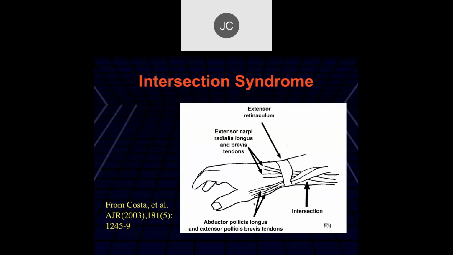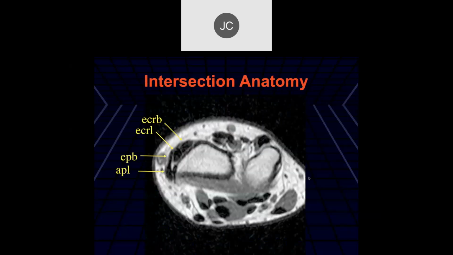One pathology that occurs here is called intersection syndrome, of which there are actually 2. The most common one is proximal intersection, and it occurs where the tendons of the second extensor compartment cross over, or cross under, in this case, the tendons of the first extensor compartment here in the distal forearm. If you do a lot of overuse of the hands, especially twisting activities, this can produce a frictional tenosynovitis in this location, and it can be painful.